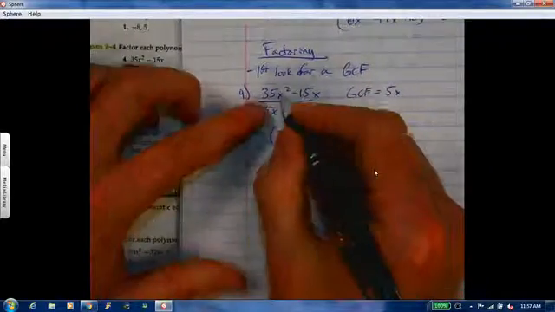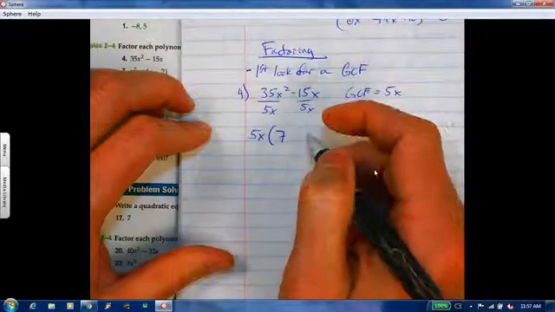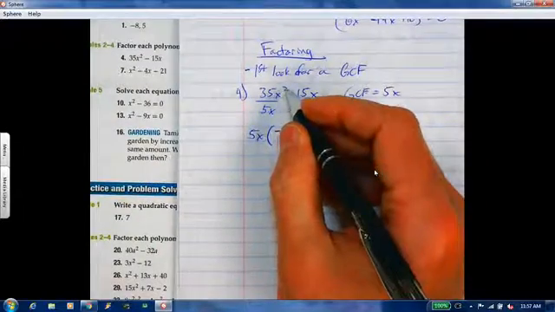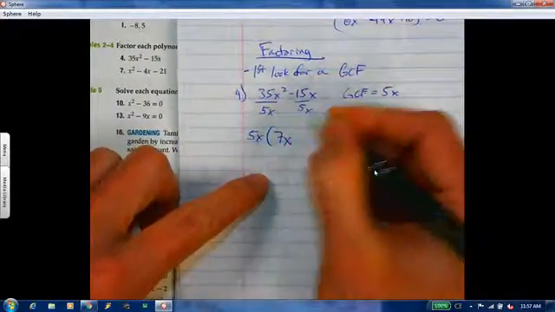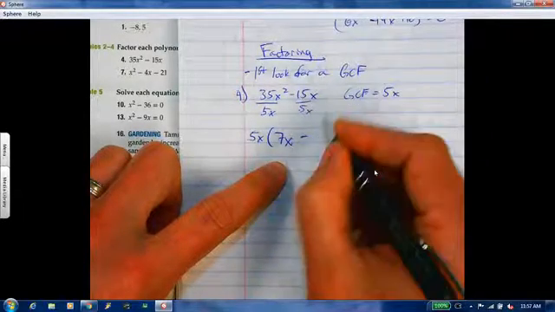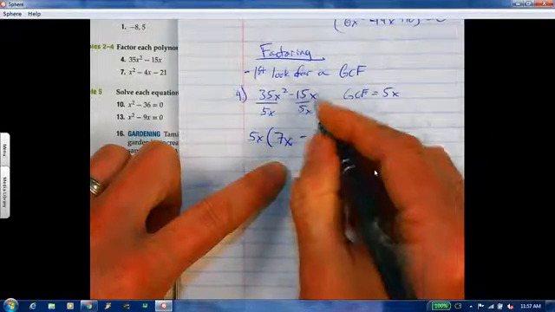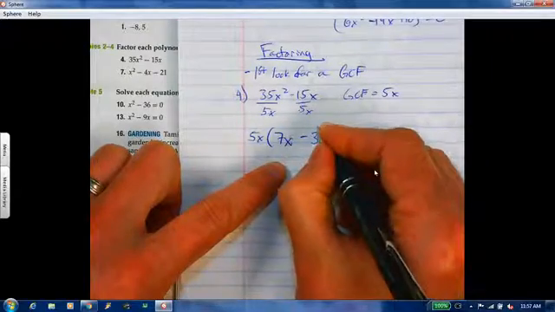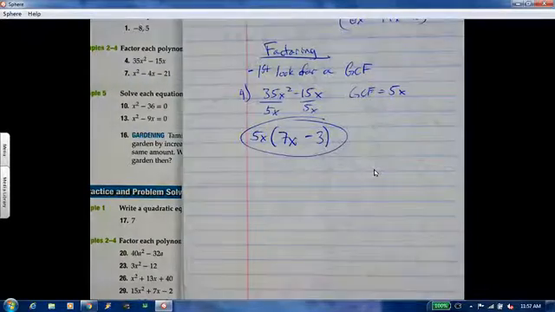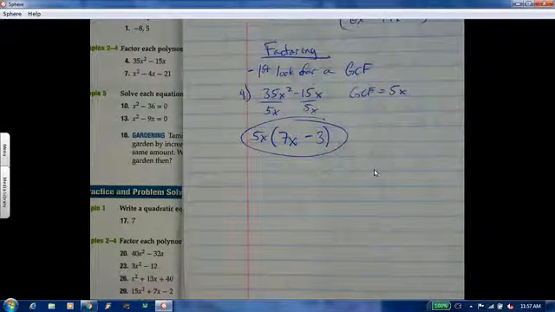Okay, what's x squared divided by x? So there's 2 x's. You're pulling one out, so there's an x here. So that's 7x minus 15 divided by 5 is 3x divided by x. Anything left? No, so that would be your answer. 5x times 7x minus 3. Totally agree.